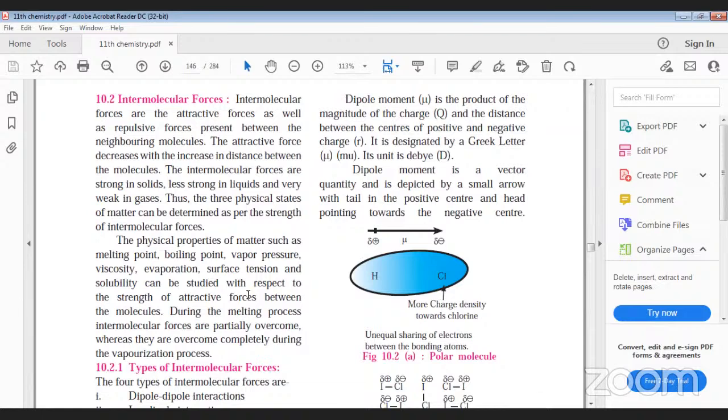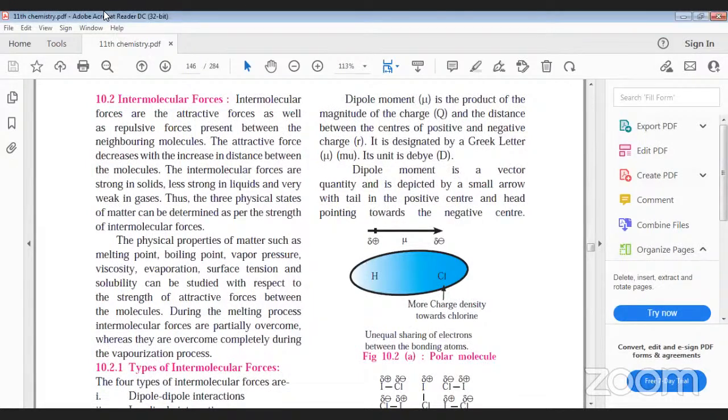Yes, can anyone answer me? If there are two substances, one has a melting point of 60 degrees, the other 150 degrees, which substance has strong intermolecular forces, A or B? I don't want to take the name of anyone, so those who are listening can answer. What do you think? Ma'am, B. Correct, B is correct. So why do you think B is more?